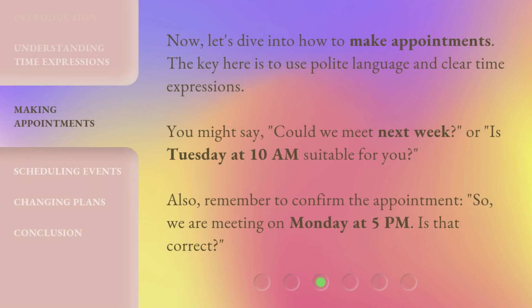Now, let's dive into how to make appointments. The key here is to use polite language and clear time expressions. You might say, "Could we meet next week?" Or, "Is Tuesday at 10 a.m. suitable for you?" Also, remember to confirm the appointment. So, "We are meeting on Monday at 5 p.m. Is that correct?"